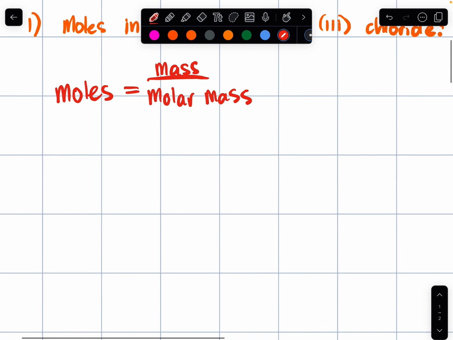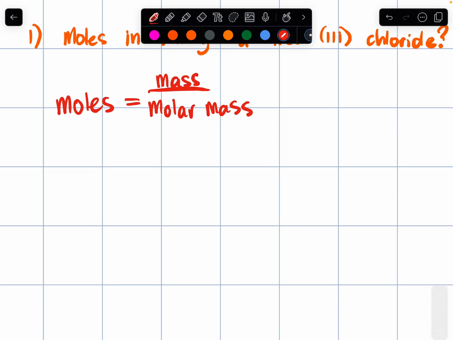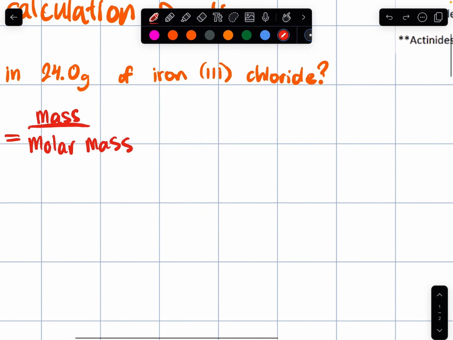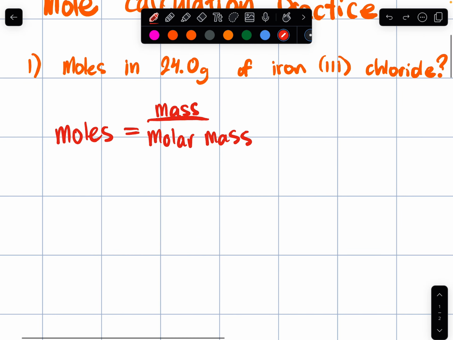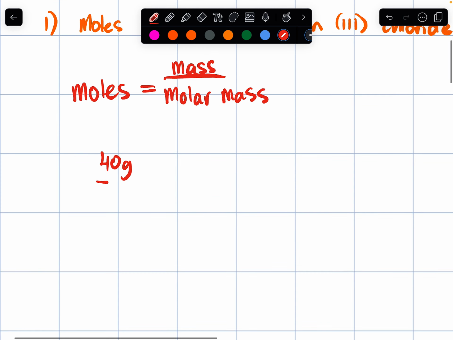And the way I like to remember this is if you think about making a batch of cookies, your mass is going to be how much cookie dough you have, your molar mass is going to be how much cookie dough you use per cookie, and your moles is going to be the number of cookies you can make. So let's say we have 40 grams of cookie dough, and then you have 5 grams per cookie. You're going to be able to make 8 cookies.